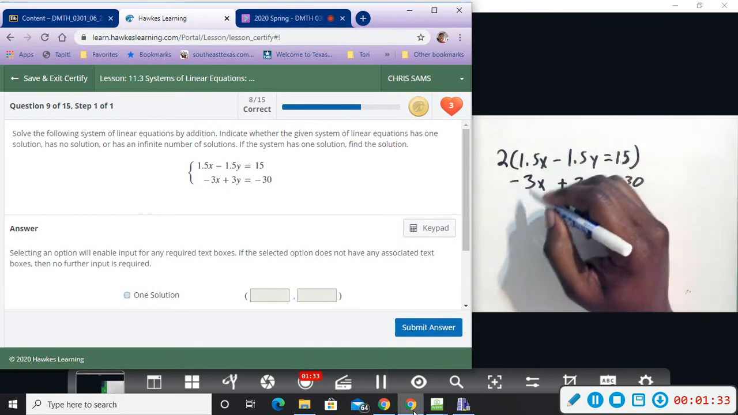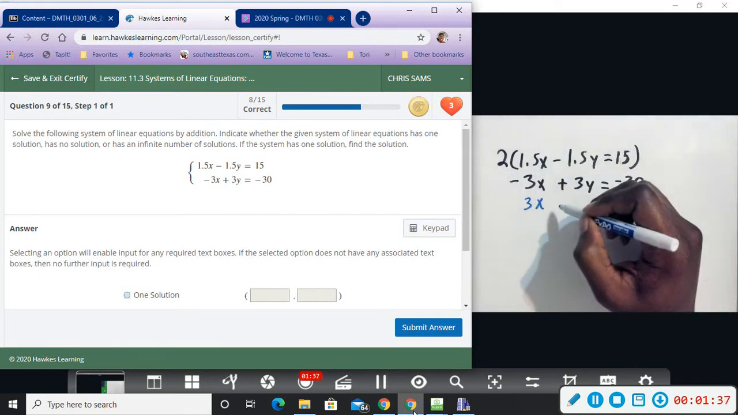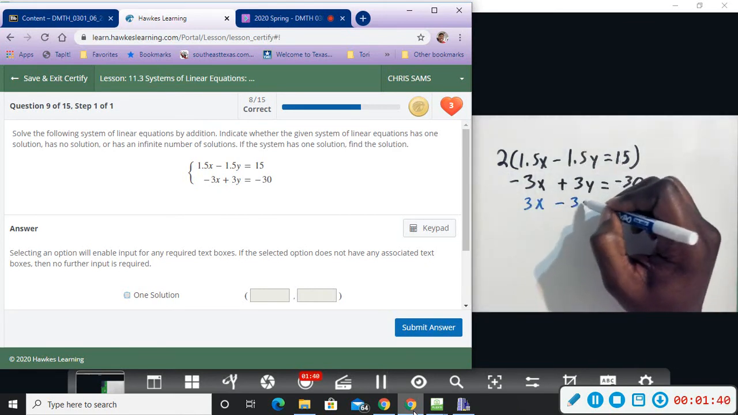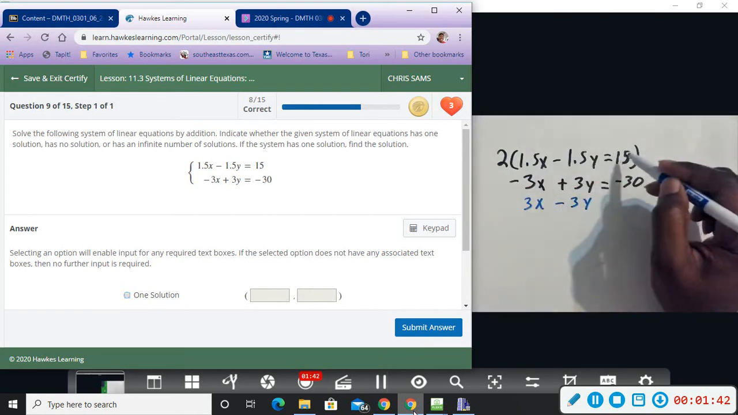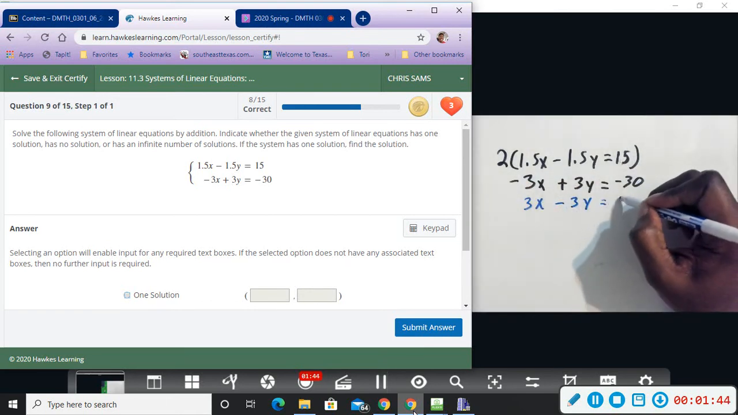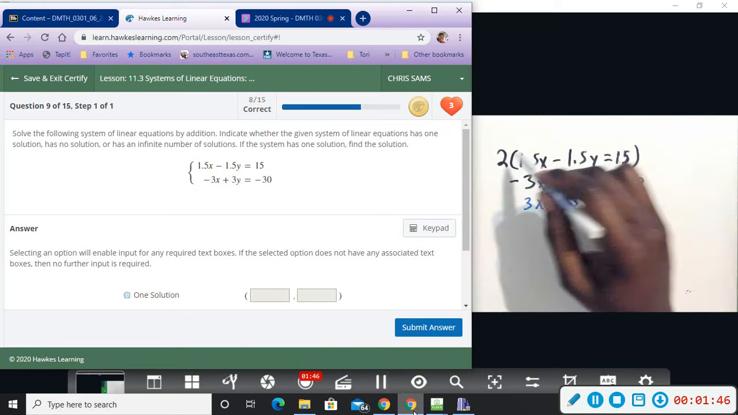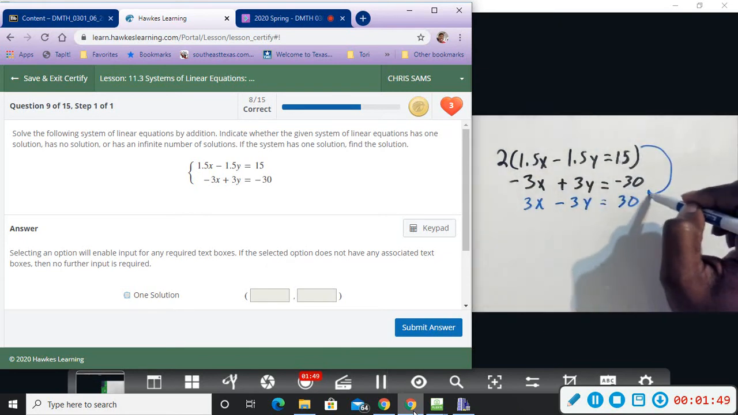Alright. So when I multiply this new equation, 2 times 1.5 will give me 3x. 2 times negative 1.5y will give me a negative 3y. 2 times 15 will give me 30. Okay, so this new one multiplied by 2 is right there.